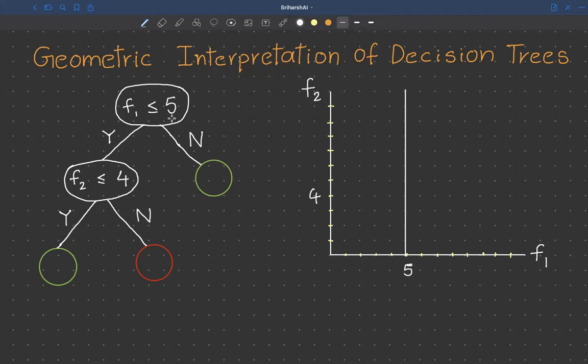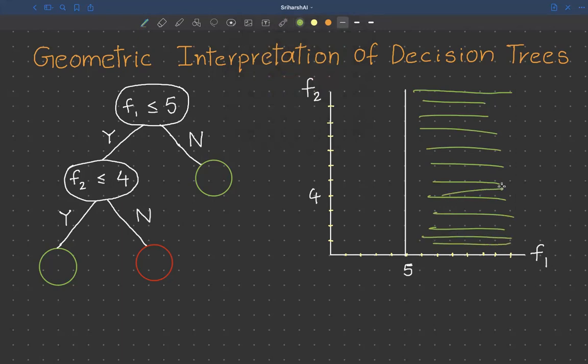So it says if this condition fails, we go to the right hand side. That is, if feature F1 is greater than 5, then we go to the right hand side where we classify the point as positive. Geometrically, if feature F1 is greater than 5, that means the right hand side of this line. So all this space will become positive. I'll just represent this with green color. So this whole thing will become positive.